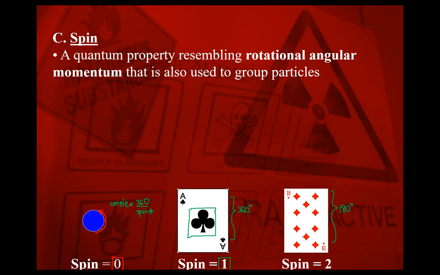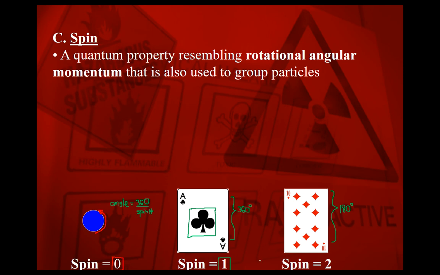Let's look at the first one. 360 divided by 0 is technically like, I suppose, infinite, if you want to think of it like that. So any combination of angle rotations will result in you having the particle back in its original orientation. Spin of 1, 360 divided by 1 gives you an angle of 360. You got to rotate it by 360 to get back to the original orientation. Spin of 2, 360 divided by 2 is 180 degrees.